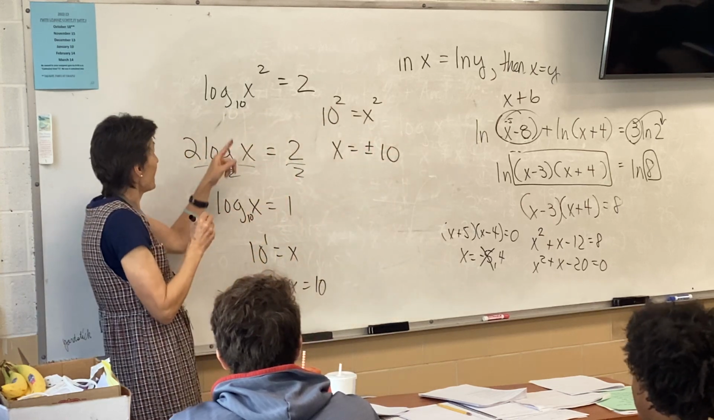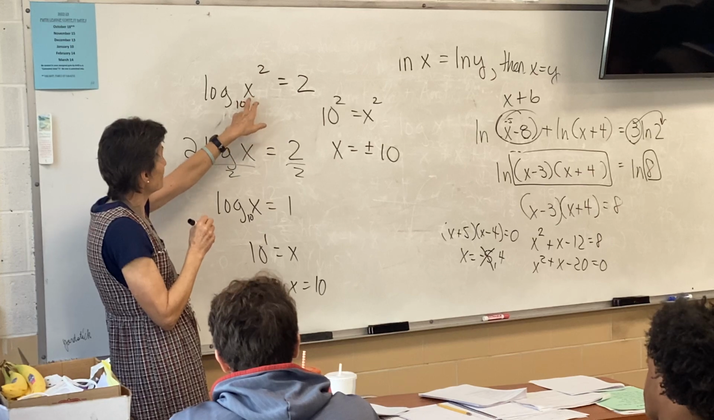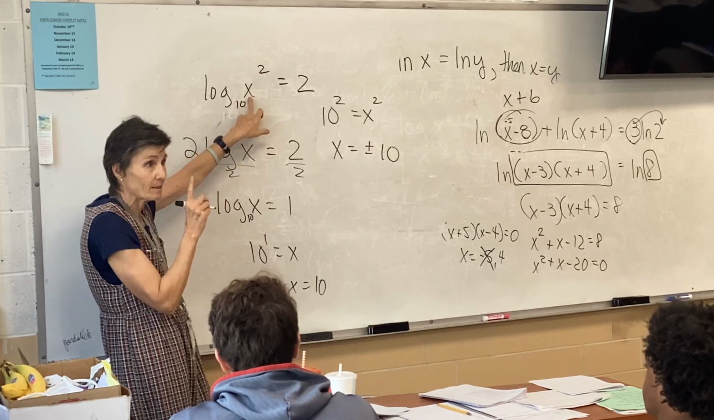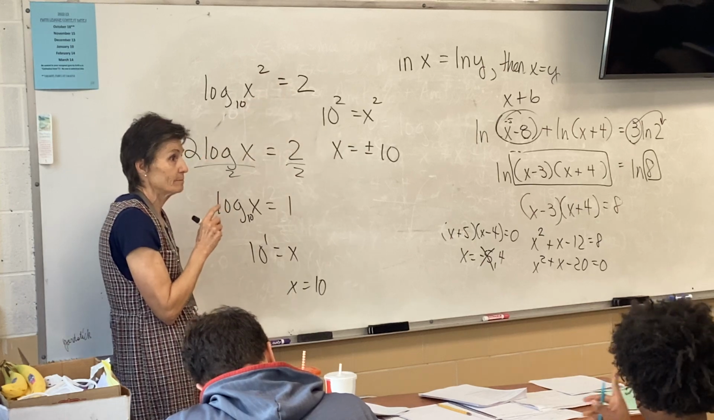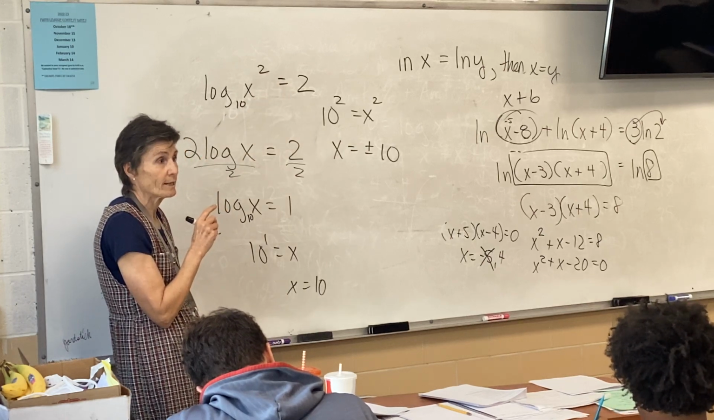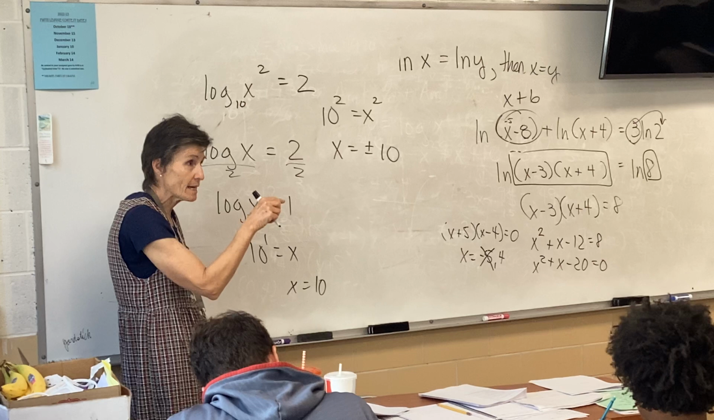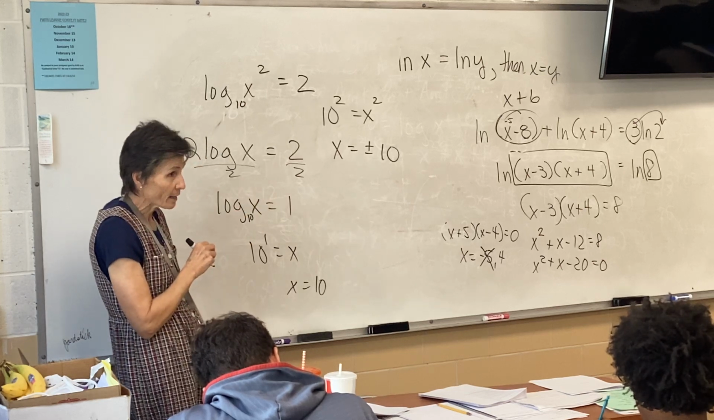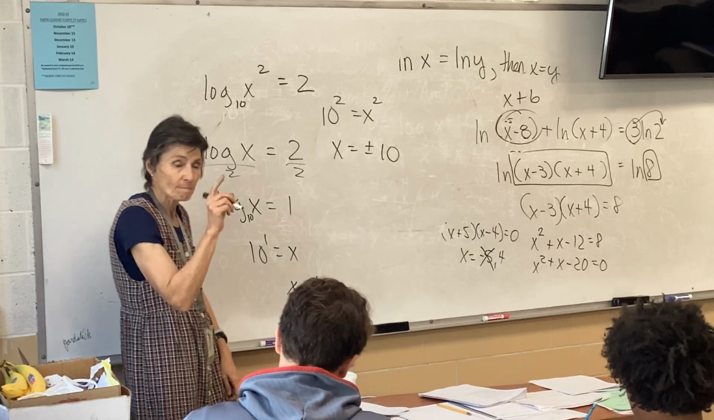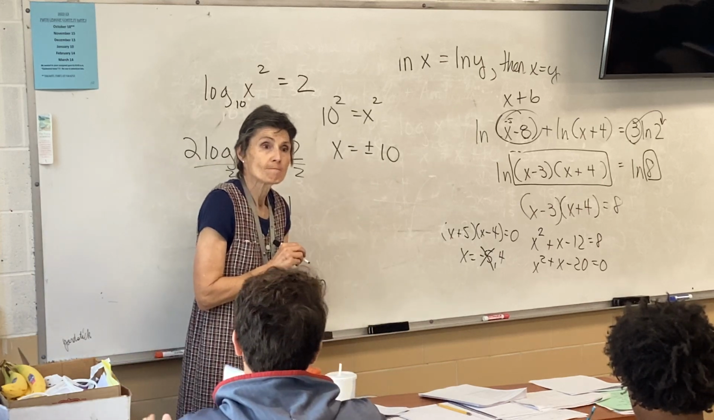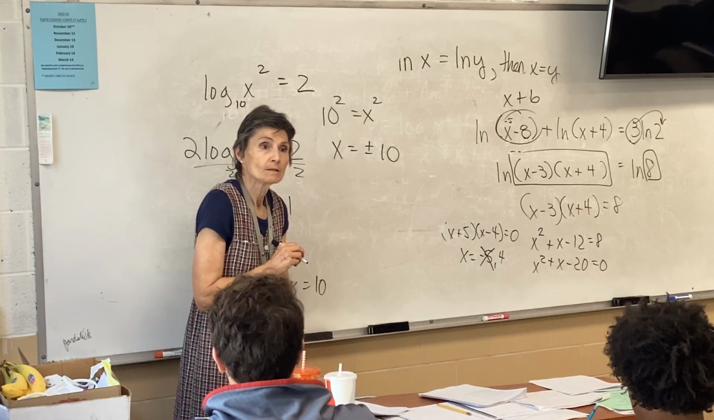Now, go back to the original problem, can x be a negative 10? Yeah, because you are squaring it. And when you check your answer, you want to check it in the original problem. What's the property with the base you did? 10? How do you do that?